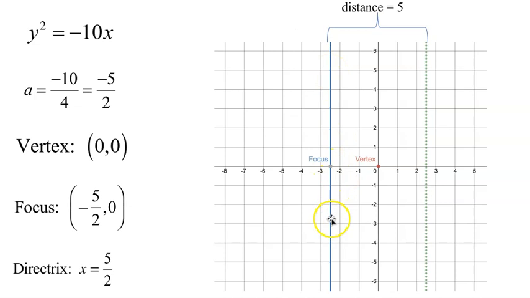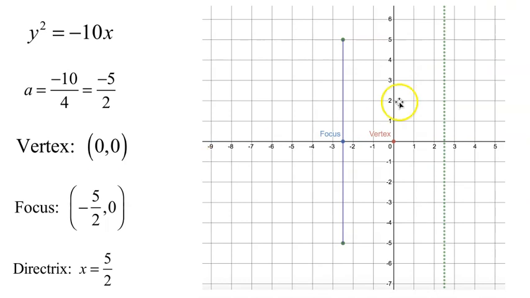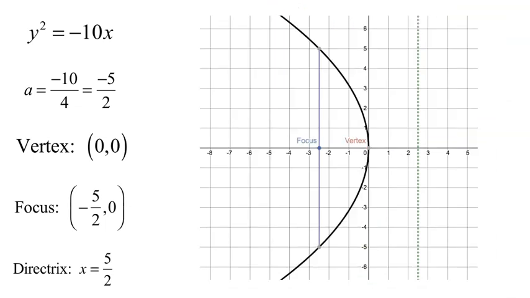units down, 1, 2, 3, 4, 5. 5 units away from the focus as well will give me those 2 points. So with the distance of 5, we put those 2 points on again as negative 2.5, 5, negative 2.5, negative 5. So I have the vertex, I have 2 points on the parabola, I draw my graph through those 3 points, and I have it. I also have the latus rectum line, just to help us visualize how quickly the graph is opening.